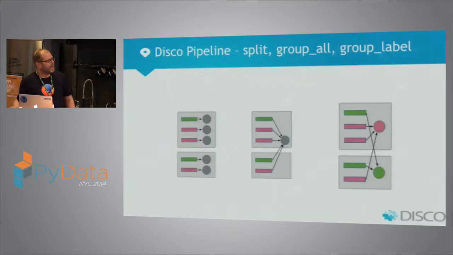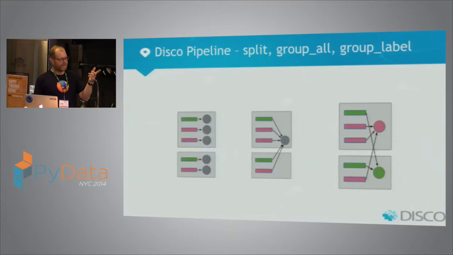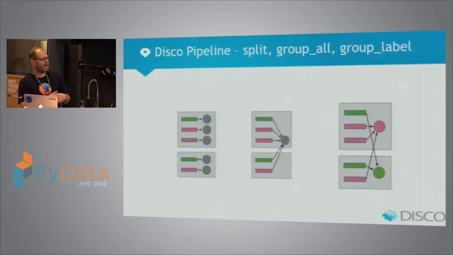Group all says take all data and put it on one process running on one node. Group label is talking about the labels. These are partitions in the Hadoop world, but in Disco we call them labels. A label can be output from any task, so you can split up data and do group-bys and so on. That gets all of the data labeled, and all of the data with the same label will go to the same task. So that's group label.